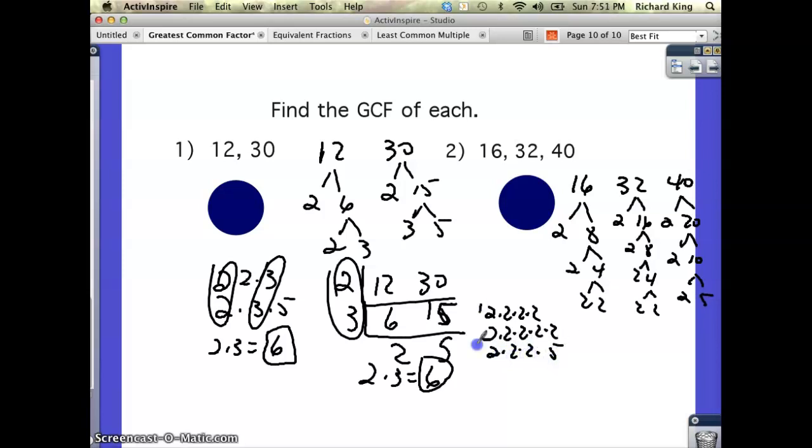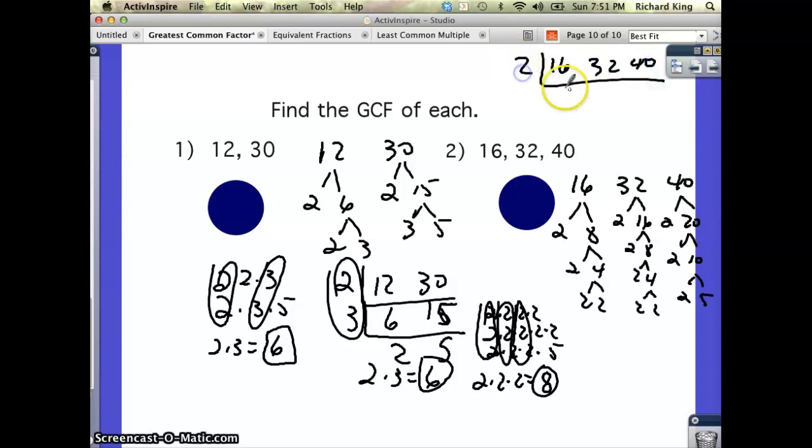So again, group what they have in common. They've got 3 sets of 2 in common, and I believe that's it. So the greatest common factor of 16, 32, and 40 is 2 times 2 is 4 times 2 is 8. So 8. So let's try birthday cake, see if we come up with the same solution. We'll move up here to do that.